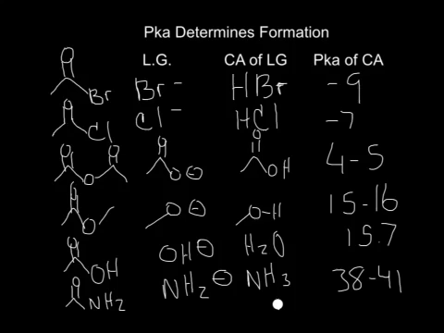Depending on the pKa of the conjugate acid of each leaving group, the acid derivative will form. The lower the pKa of the conjugate acid, the more reactive. The higher the pKa, the less reactive. The conjugate acids of Br and Cl have the lowest pKa at -9 and -7. Since they have the lowest pKa, they will leave the fastest. The conjugate acid of NH2 has the highest pKa, so it will be the hardest to take off.